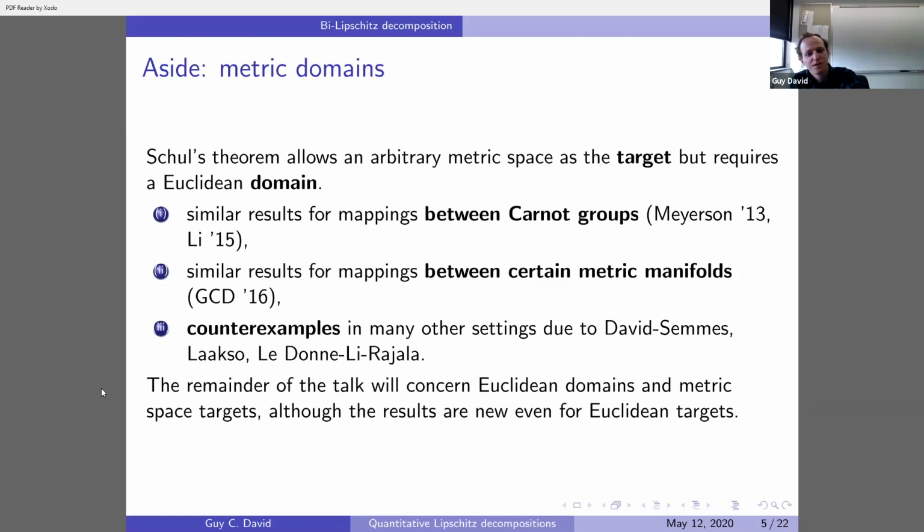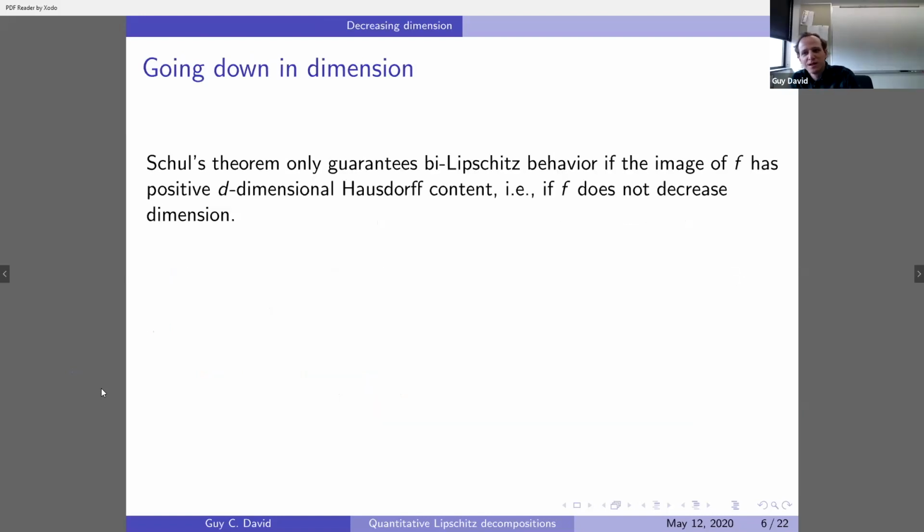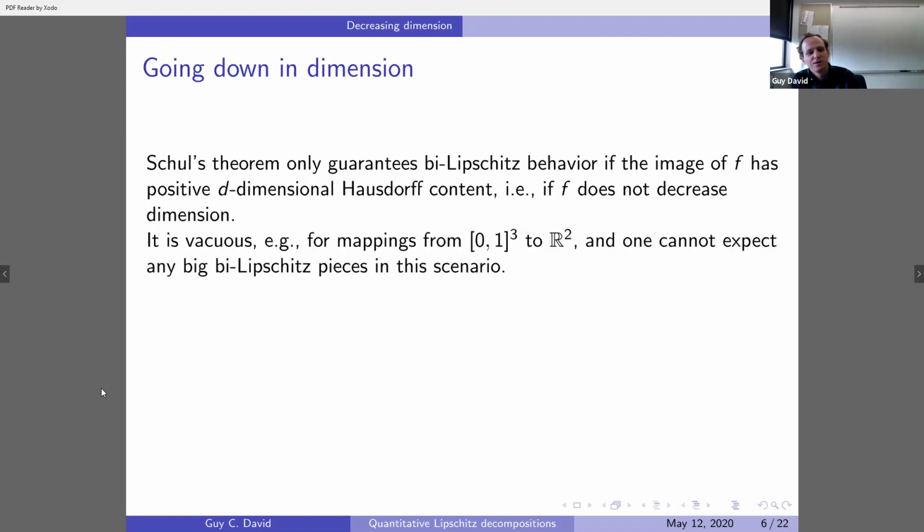Okay. So the main subject of this talk now is about what happens for mappings that lower dimension. If you think about this result of Schul that I showed you earlier, it only guarantees something if the image of the mapping actually has positive d-dimensional content, if you didn't crush all the measure to zero, right? If you did, then the theorem applies, but it's vacuous, right? So it says nothing about mappings from R3 to R2. And there's no way it could, because you cannot expect your mapping to be bi-Lipschitz on any large piece of the domain. If you map from R3 to R2, the dimensions don't work out right.